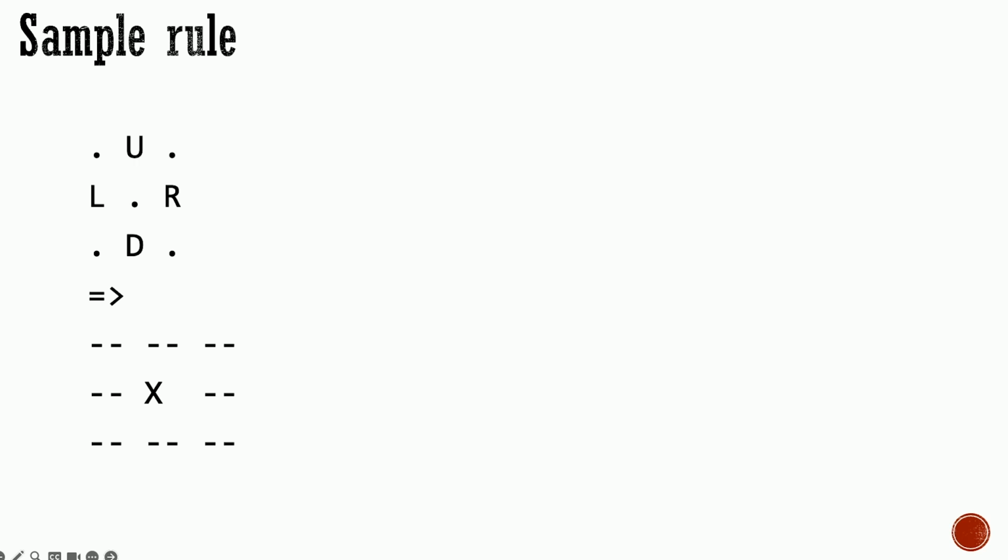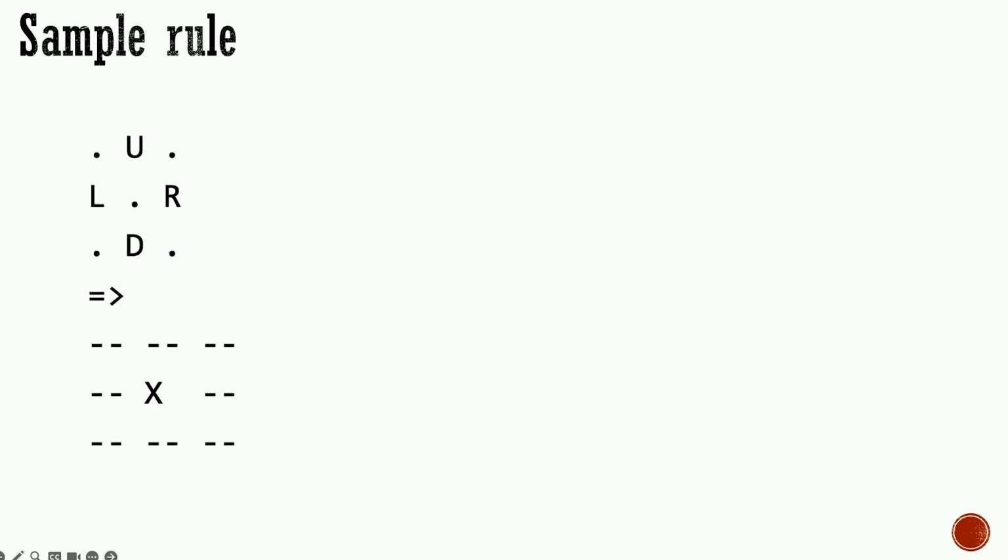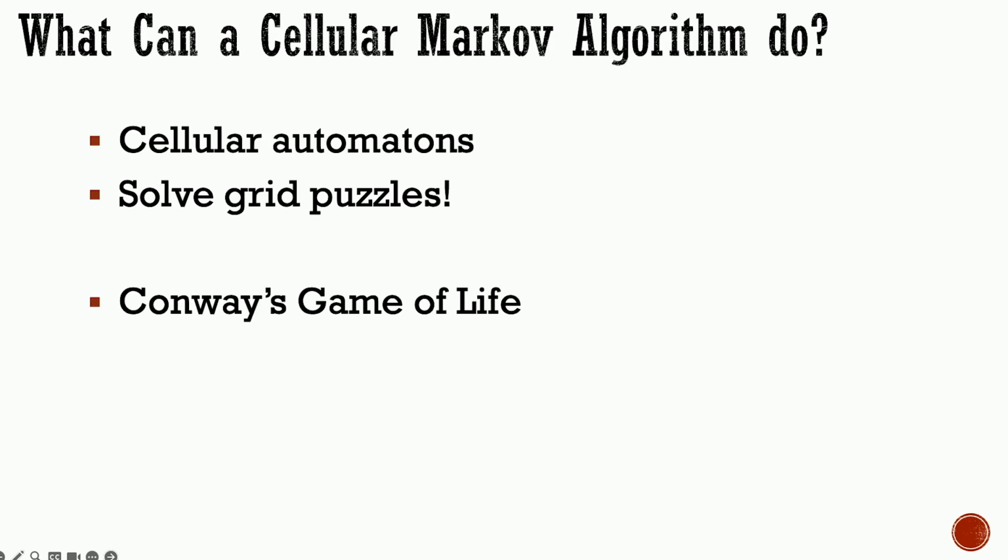And it's important that any changes like that don't affect the computational power. There's no extra thing added here. It's just a shortcut. So we could do this with a standard syntax, but dash dash is much easier than saying, just leave it alone. So here, what can we do? Well, obviously cellular automatons. We can solve grid puzzles. We can do Conway's game of life.